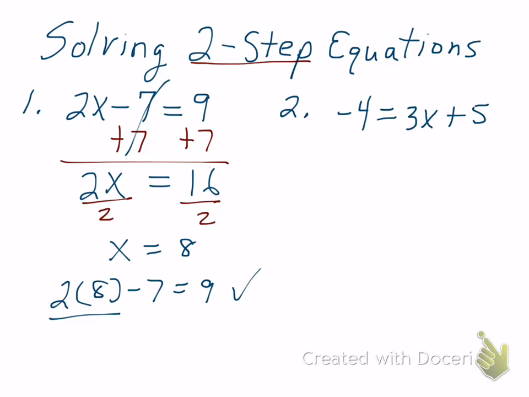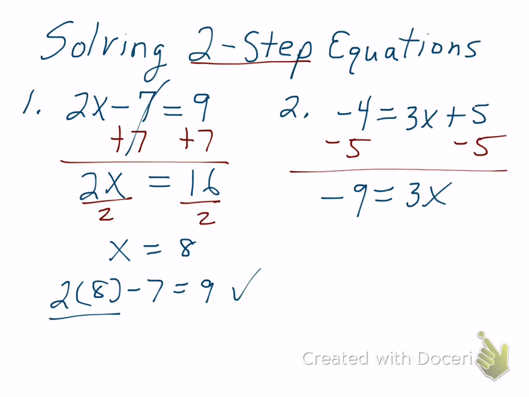So let's get rid of that 5 by subtracting 5 on both sides. We get negative 9 is equal to 3x. Oops, let's make that blue. So we're going to get negative 9 equals 3x.